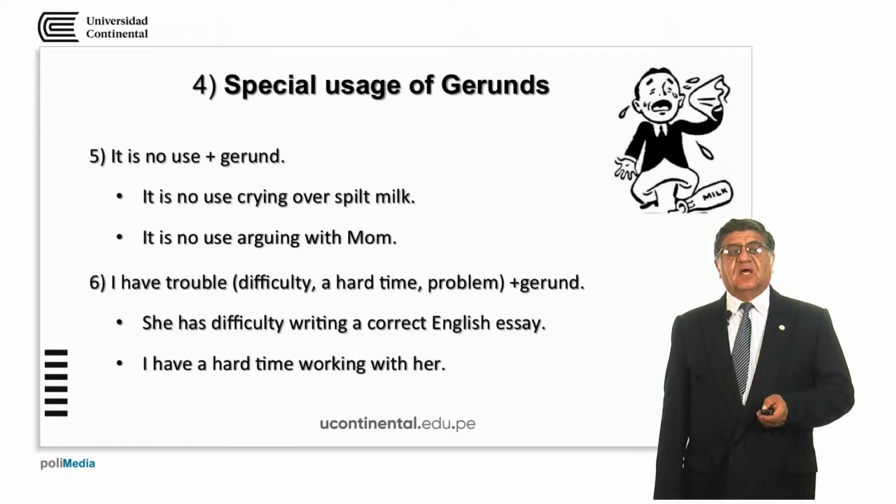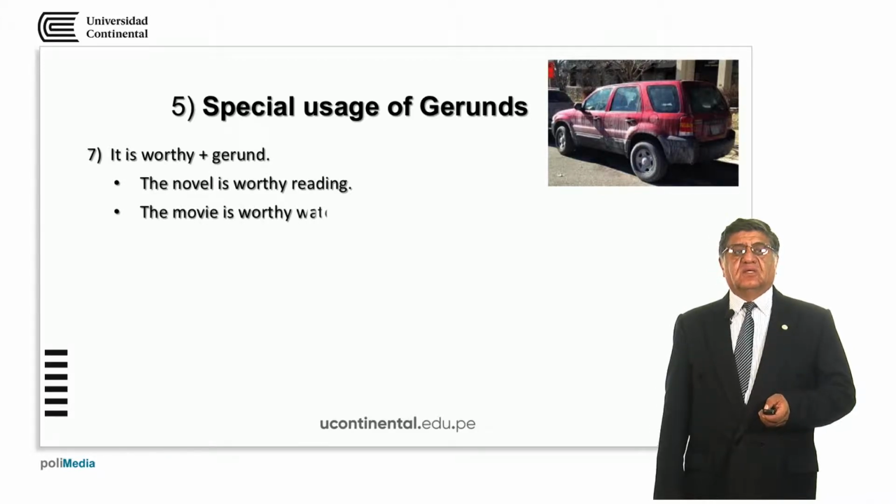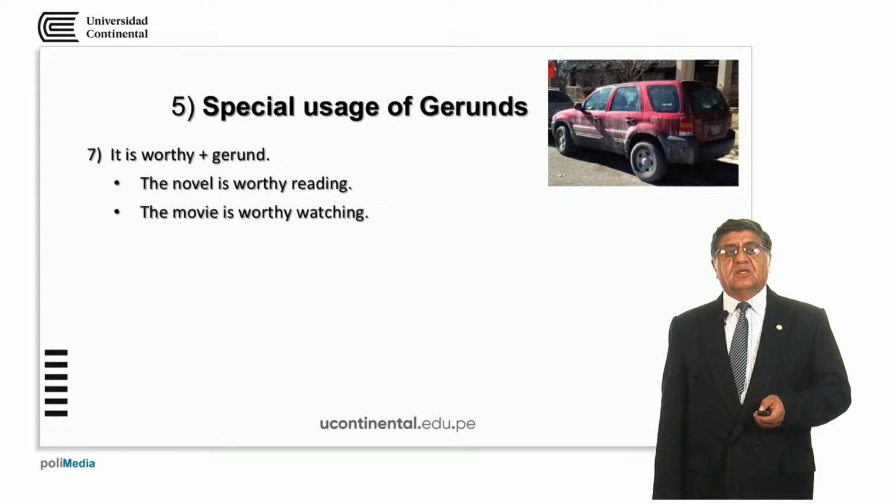Difficulty and having a hard time are forms to express difficulty. Again, redundant to express the idea in a correct form. We have, for example, it is worthy. That is a very particular meaning. For example, the novel is worth reading. The novel is good, and there is a very good and strong reason to read it. The movie is worth watching also. It's quite good, the movie, so the possibility to watch it is quite strong and it's advisable.